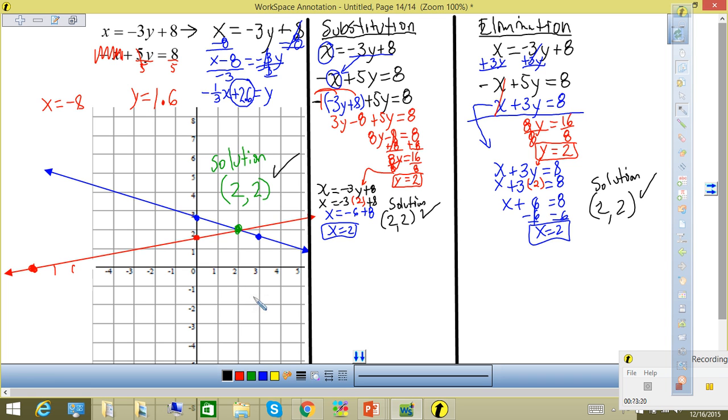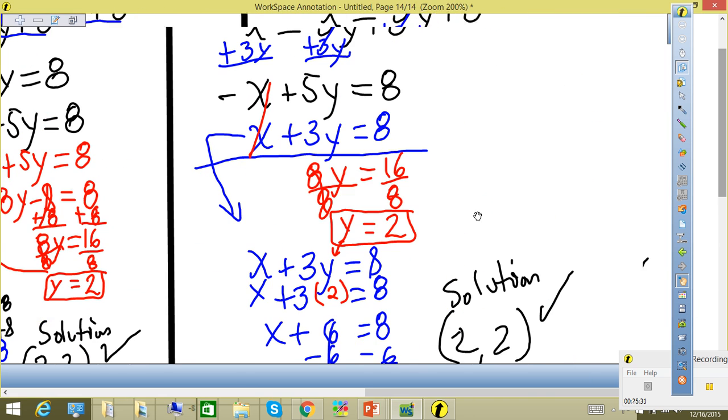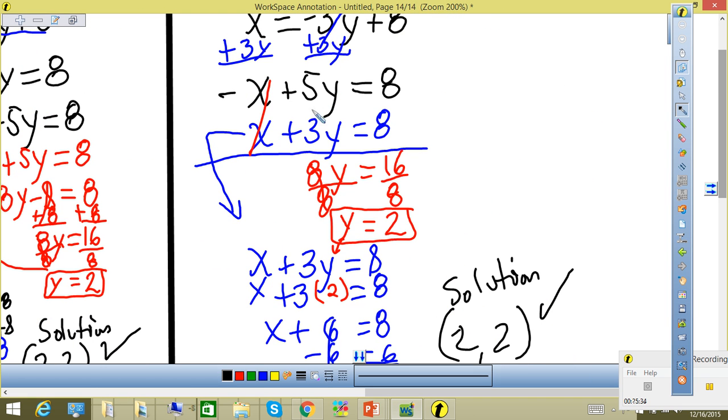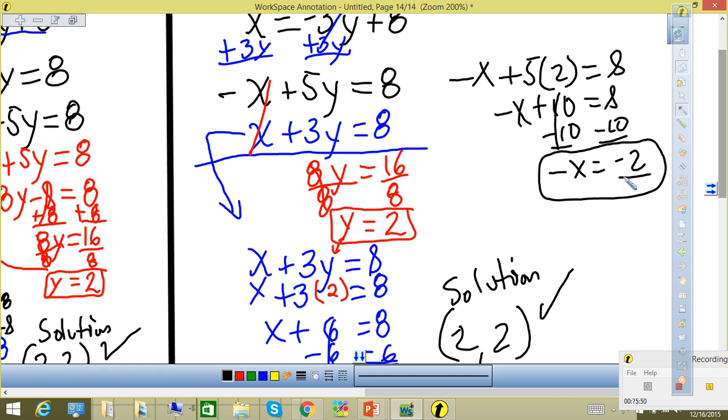Dallas. When you asked me why is it easier? Not easier. Why is it convenient? Okay. Let me zoom in. Question is, why was this one convenient? Because if we use this one, negative x plus 5 times 2 equals 8, negative x plus 10 equals 8, minus 10, negative x equals negative 2. Some of you go really fast and you stop right there, and guess what? This is not right.